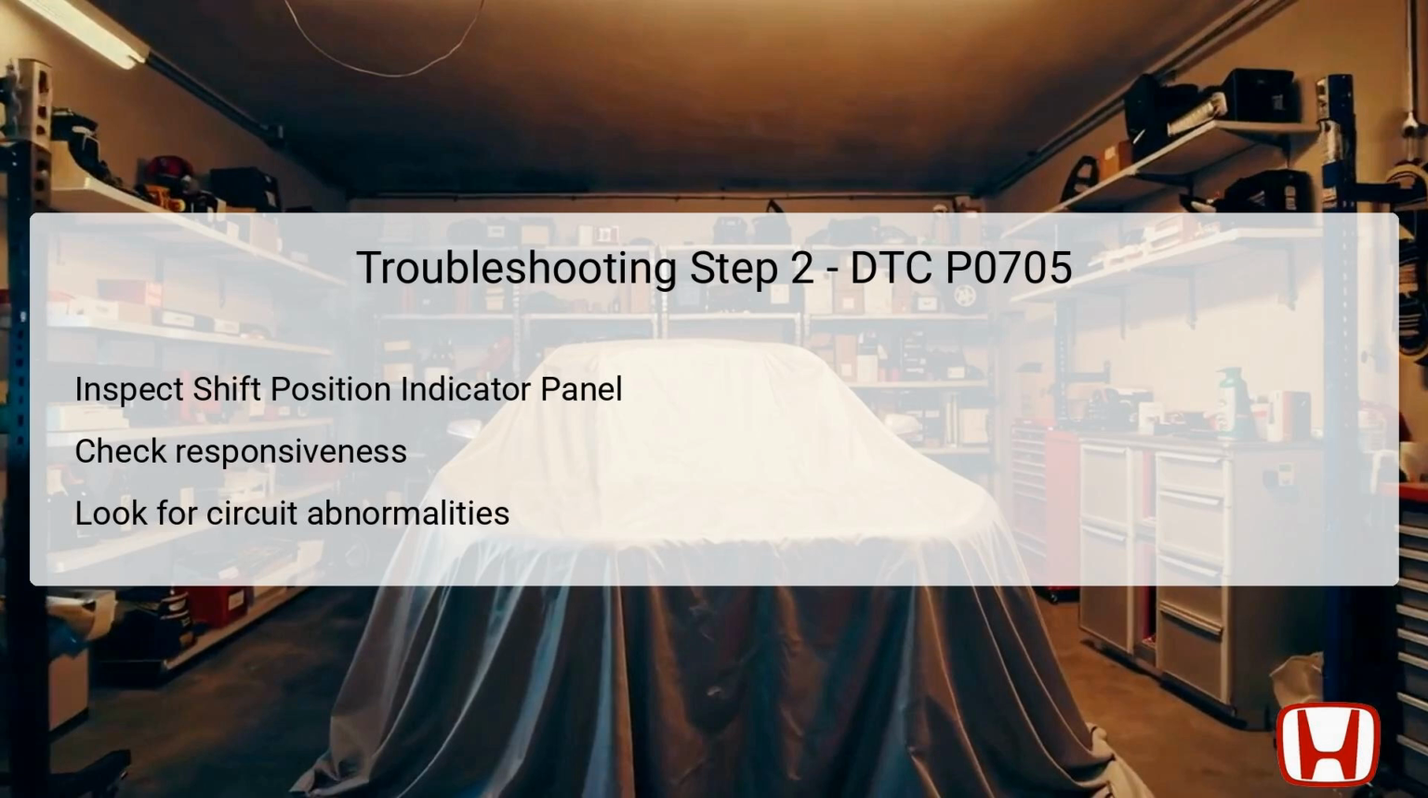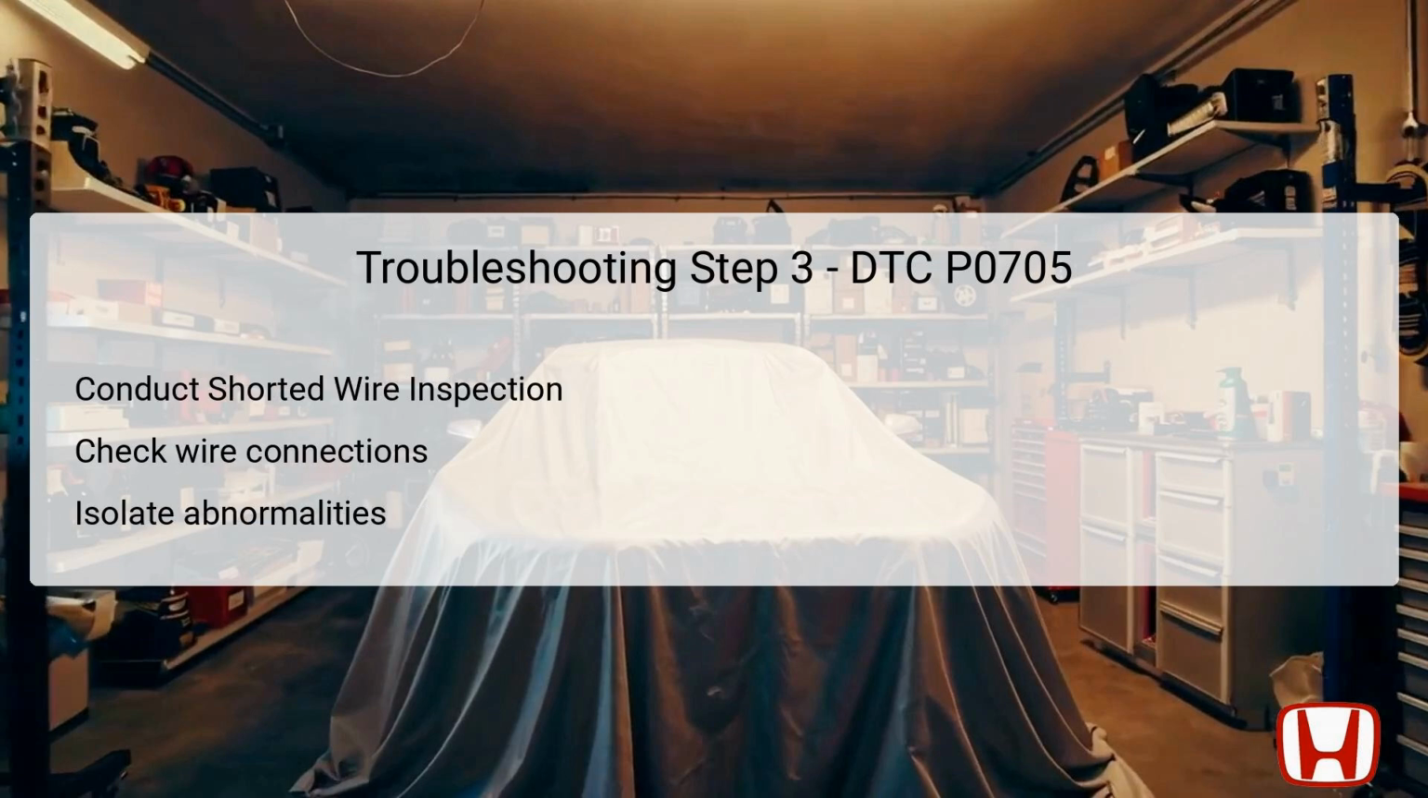The second step in troubleshooting involves inspecting the shift position indicator panel. This component works in conjunction with the transmission range switch, informing the driver of the current gear selection. Use the HDS to conduct a thorough inspection, checking whether the indicator panel displays correct information during various gear positions. Inspect any wiring connected to this panel for short circuits or other abnormalities that could impact signal transmission. If anomalies are found, repairing or replacing this panel may resolve the issues related to DTC P0705.